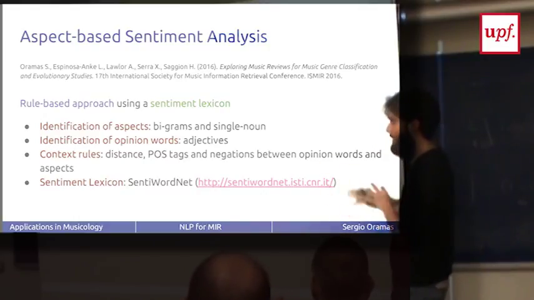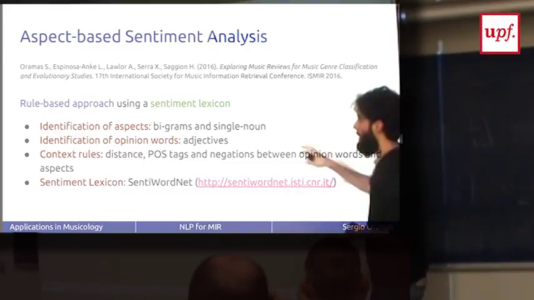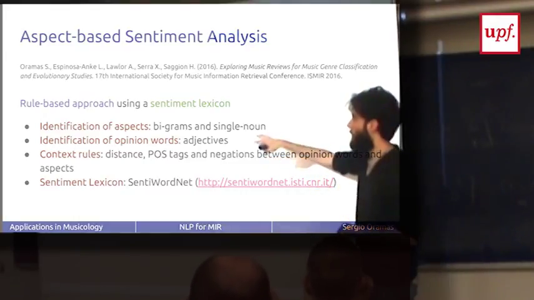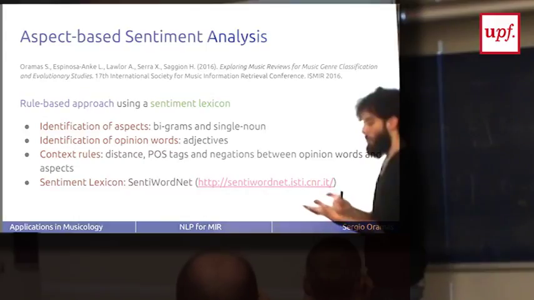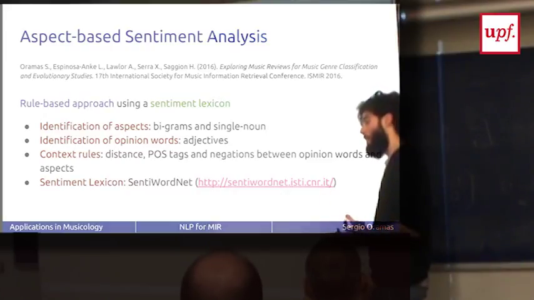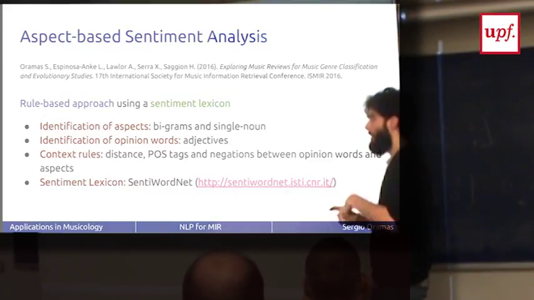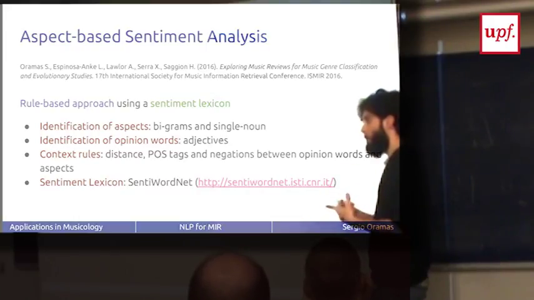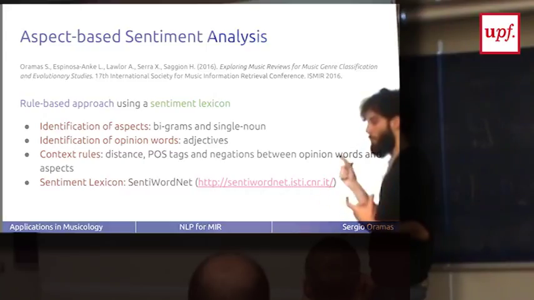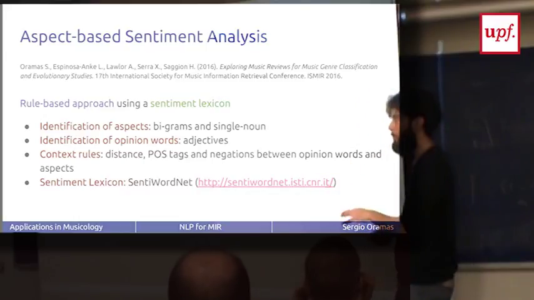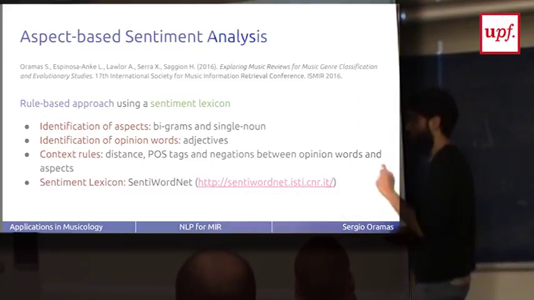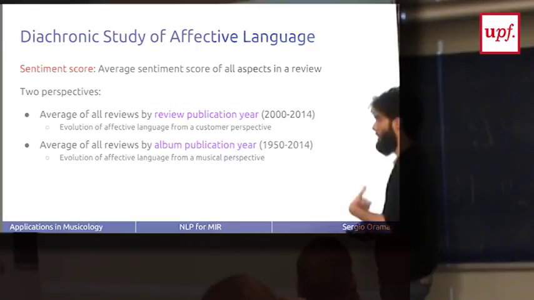Using this dictionary of scores, the idea is first to identify nouns, to search for noun phrases in the review, and also to look at adjectives. Which adjectives are near noun phrases? What is the score of this adjective? Is there a negation in between? What is the distance from the adjective to the aspect? So using all this, with some rules, we build these scores for the aspects in a review.